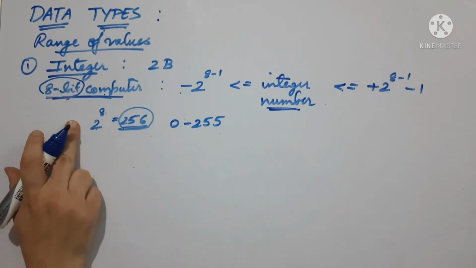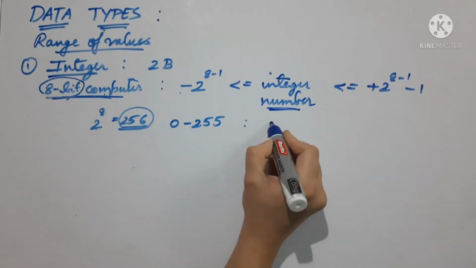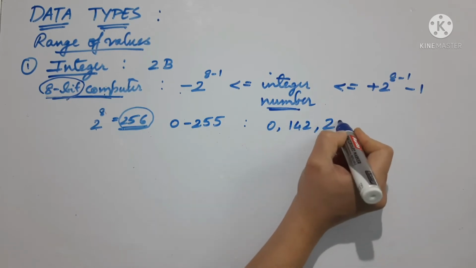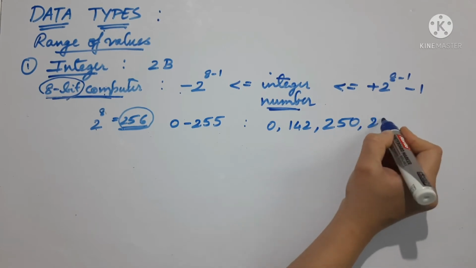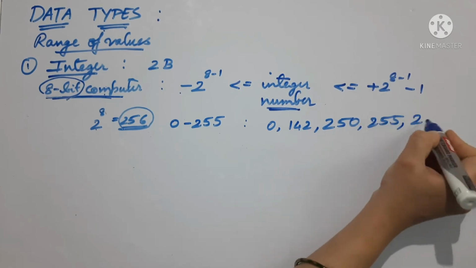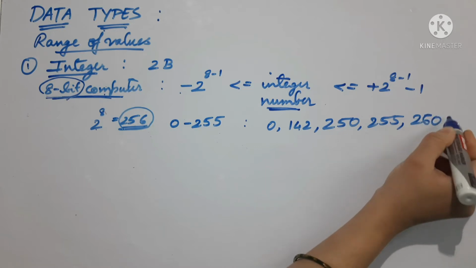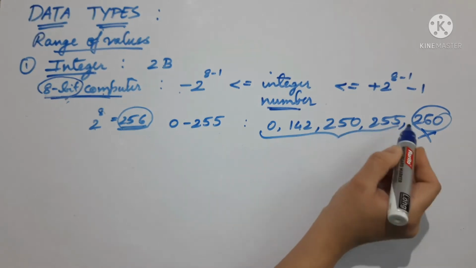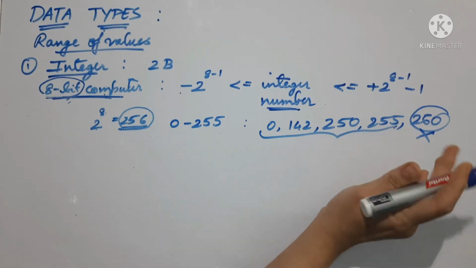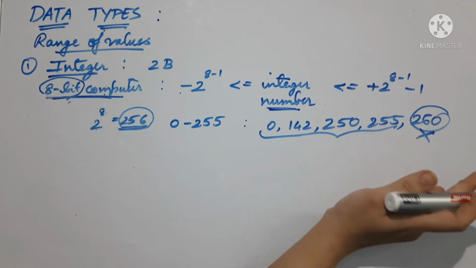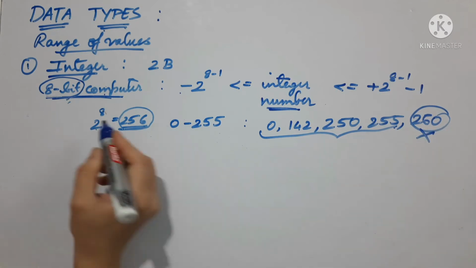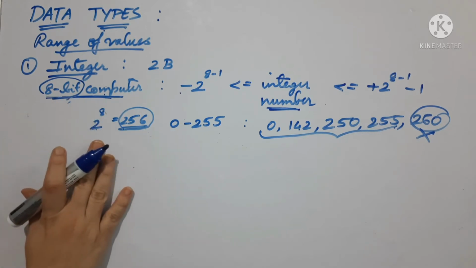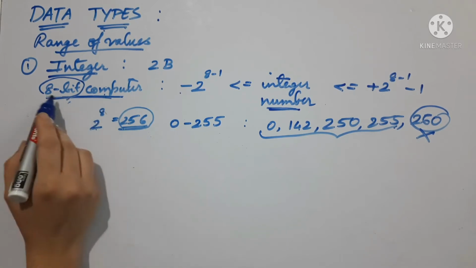So if I have an 8-bit computer, I can use numbers like 0, or I can use 142, or I can use 250, I can use 255, but I cannot exceed 260. This is not allowed because my computer is 8-bit, and only values up to 255 are allowed. This is the general logic you have. Always take it as binary, 2 to the power of 8. These all come under binary numbers. So 2 to the power of 8 you take for an 8-bit computer.